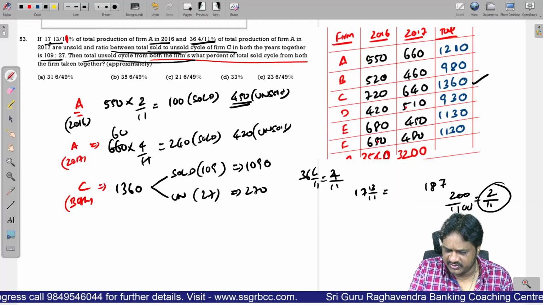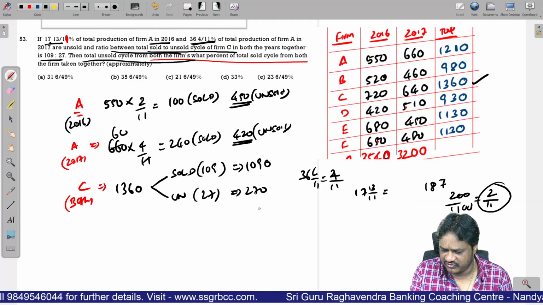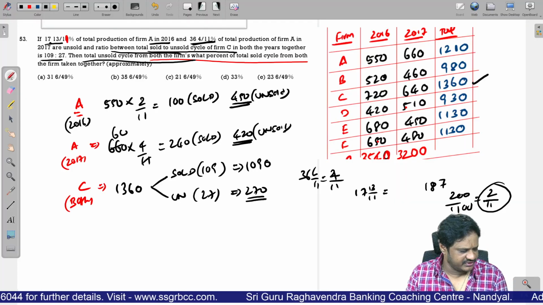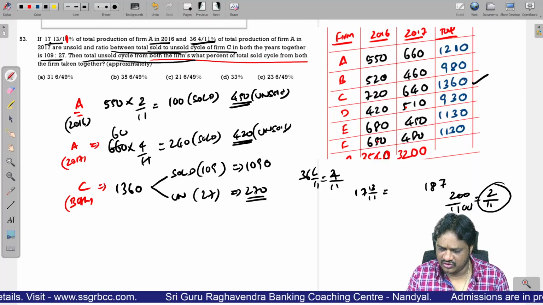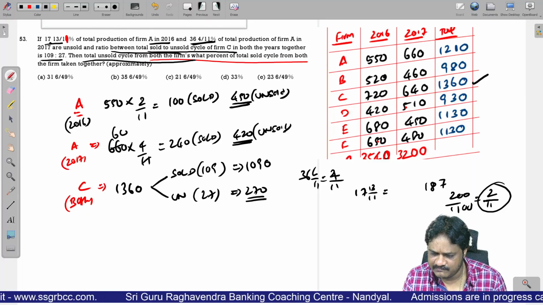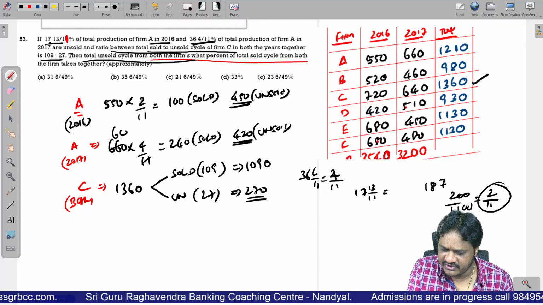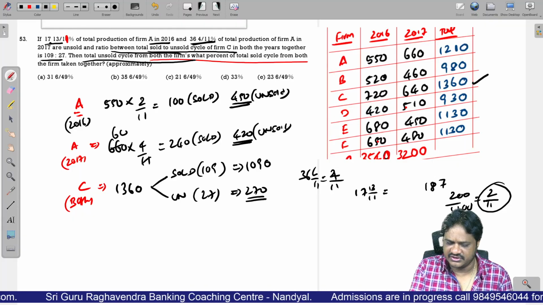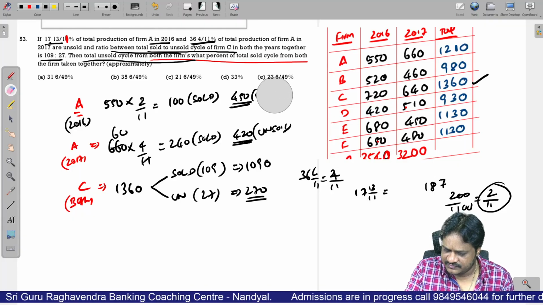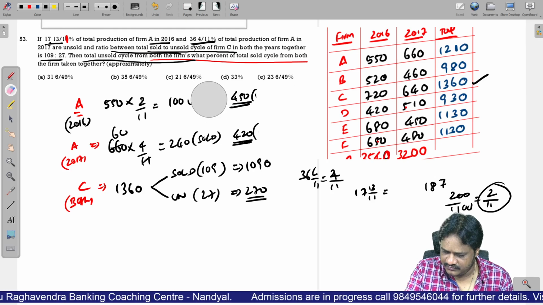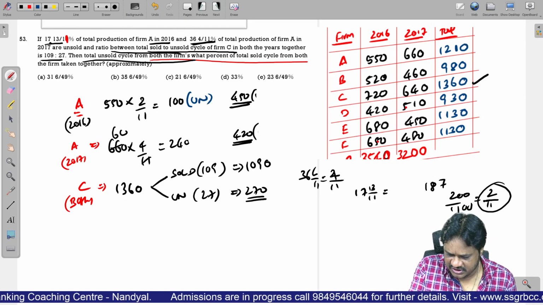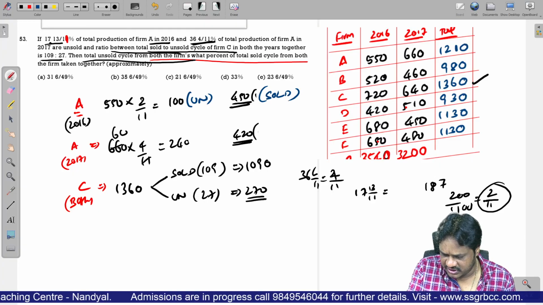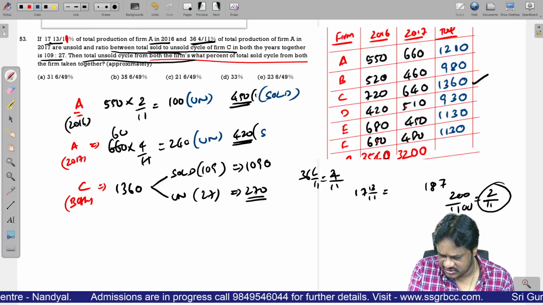Now total unsold of both firms. Total unsold means 450, 420 and 270. Okay, sorry. This is unsold, this is sold.